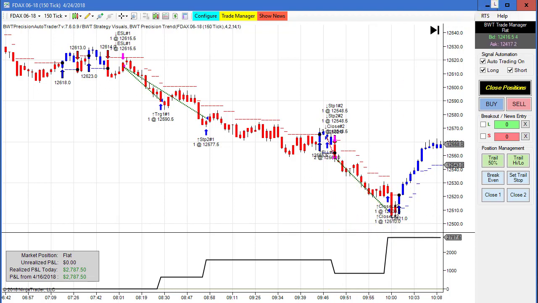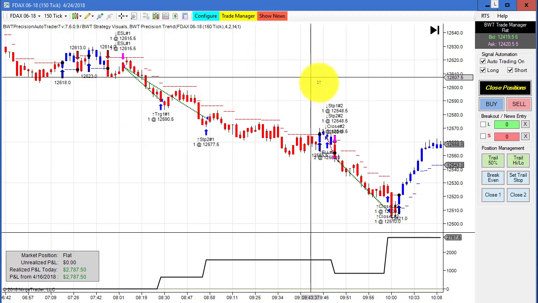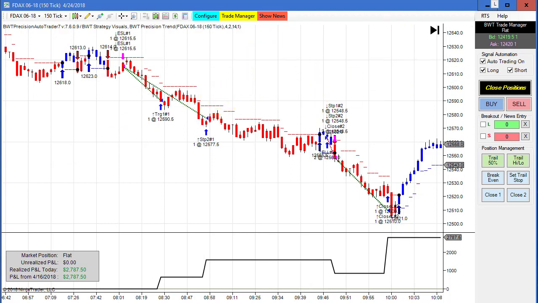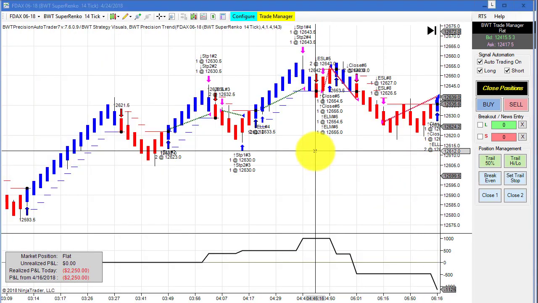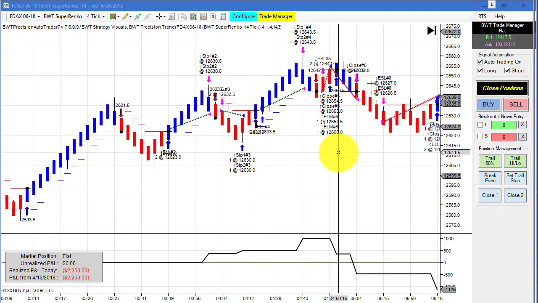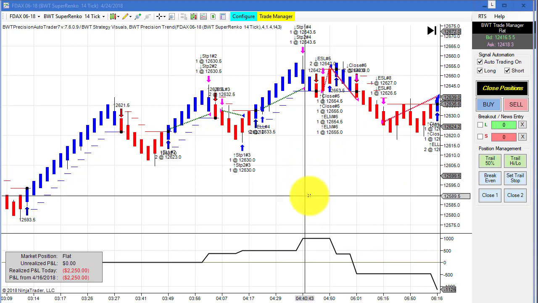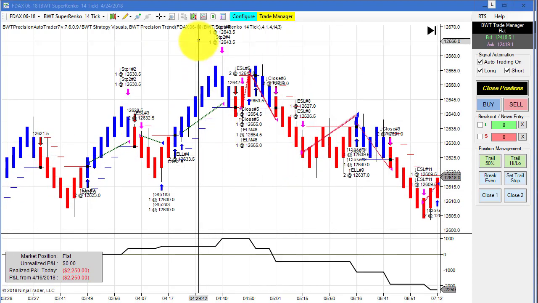Someone also wrote in asking us to show some of the charts that are stopped out. As you know, it's not all peaches and cream. We do have charts that get stopped out, and I'm going to bring an example of that over right now. So here is the DAX on a Super Renko 14 tick, and this did get stopped out.